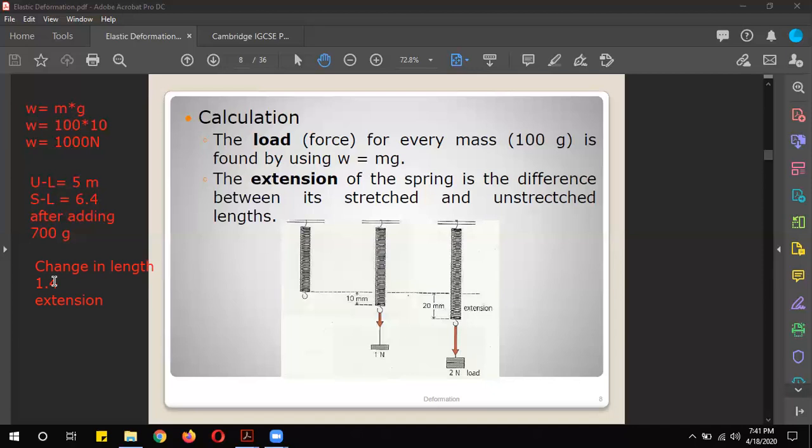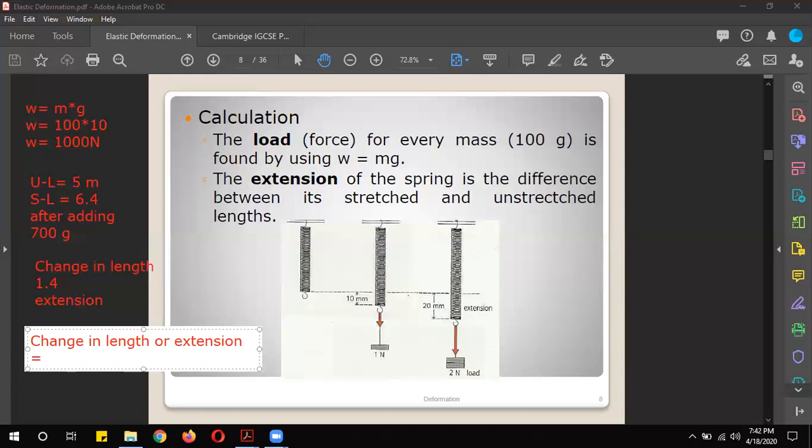And how did we calculate this? We just subtracted the unstretched length from the stretched length. Clear? Remember that whenever we have to find the change in length or extension, the formula is stretched length minus unstretched length. Clear?